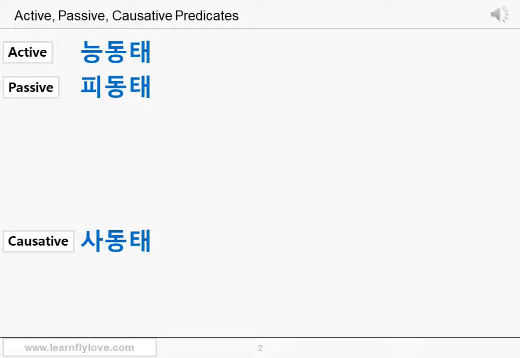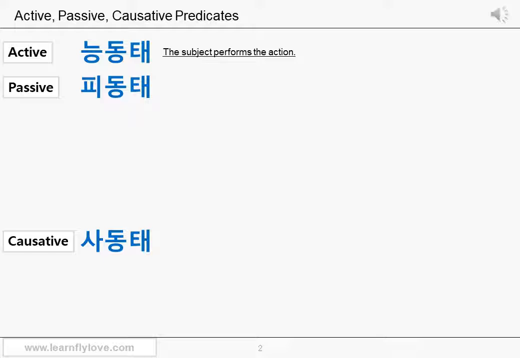Active, 능동, passive, 피동, and causative, 사동. Everyone knows about the active form. You don't have to explain about it, right? The subject performs the action in active forms.